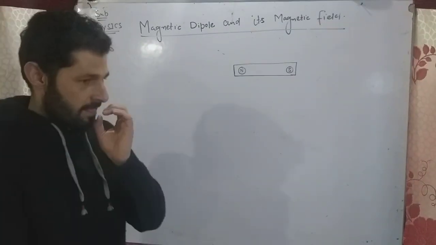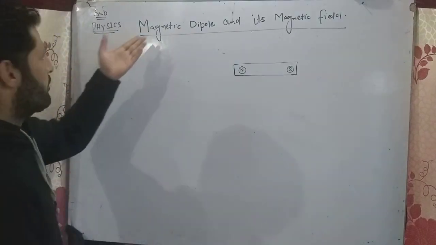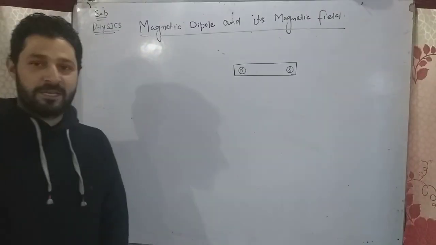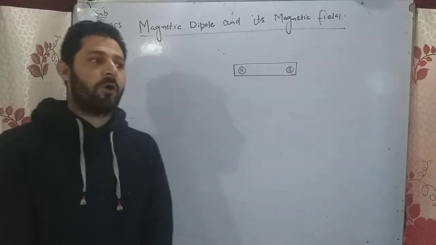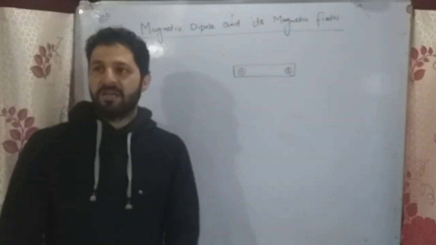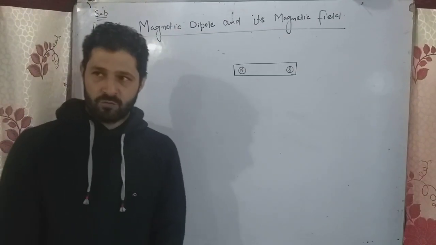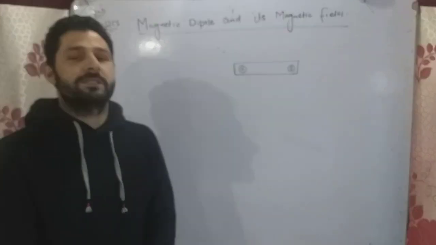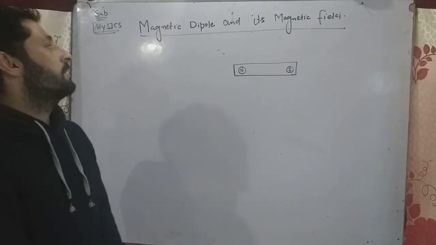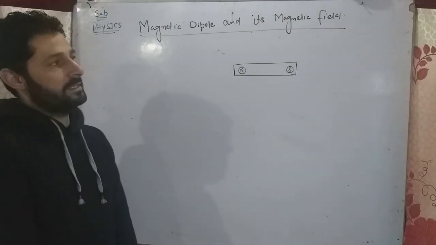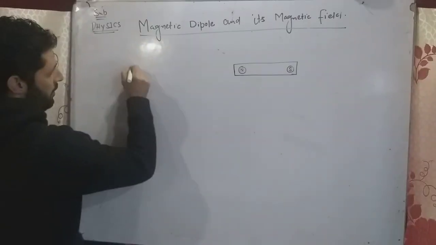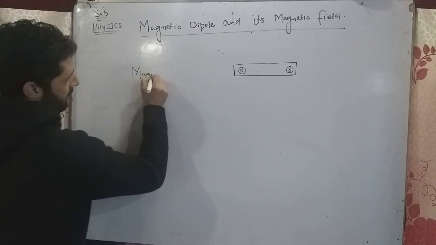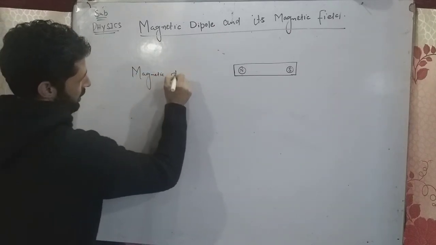Today we are going to discuss magnetic dipole and its magnetic field. You know that we have already discussed the magnetic field lines and magnetic lines of force. Now, without wasting our time, we will start the magnetic dipole and its magnetic field. First of all, we have to discuss the magnetic dipole.